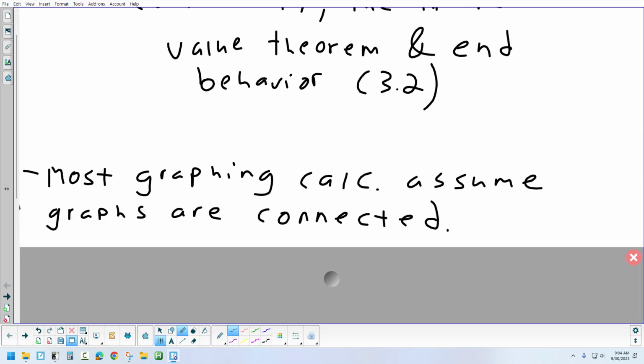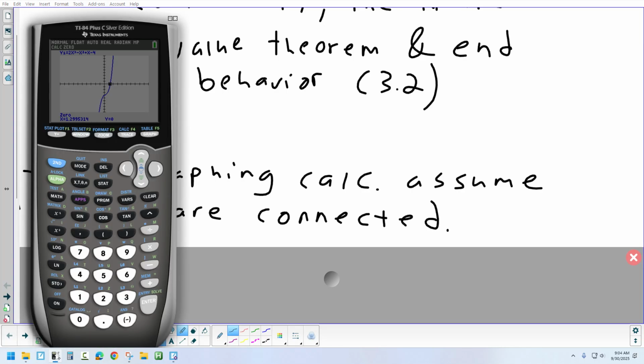So a lot of times when you try to draw something on the calculator, it assumes that what you want to draw is connected. Okay? So here's a graph of something that we haven't studied yet, but it is definitely not connected. It's in several different pieces. Now, if you had an older calculator and you tried to draw that, it wouldn't know that they're separate pieces, and it would try to connect them all. So it would look something more like this.